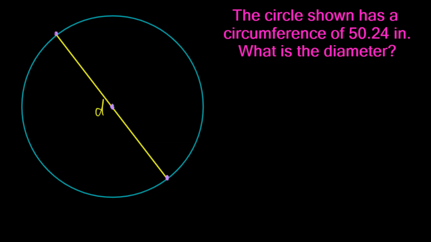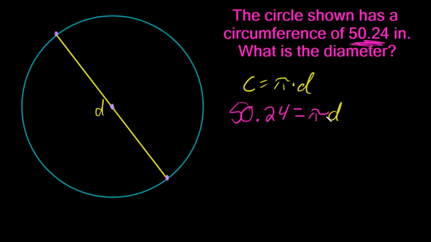You might also be given a problem where you are given the circle's circumference and you need to find the radius or the diameter. I'll show you one example of that right here. So let's just write out our formula. We know that C equals pi times diameter. So we are looking for our diameter right now. We are given the circumference. So why don't we just plug in the circumference that was given? We're given that it was 50.24 inches. So 50.24 equals pi times diameter.